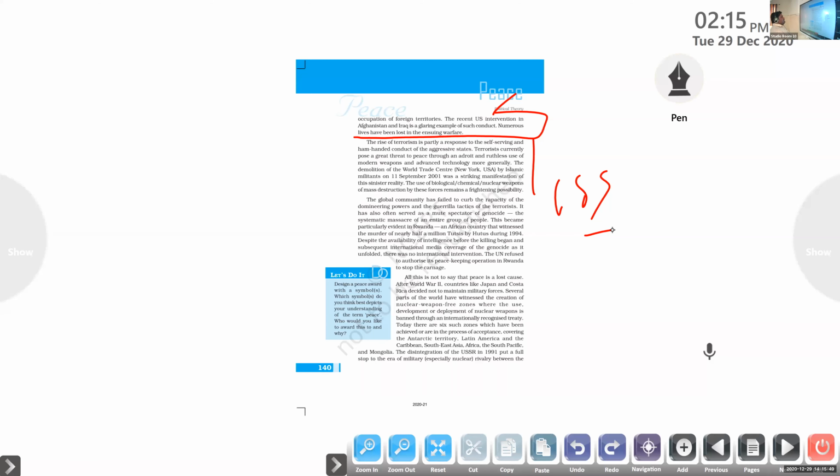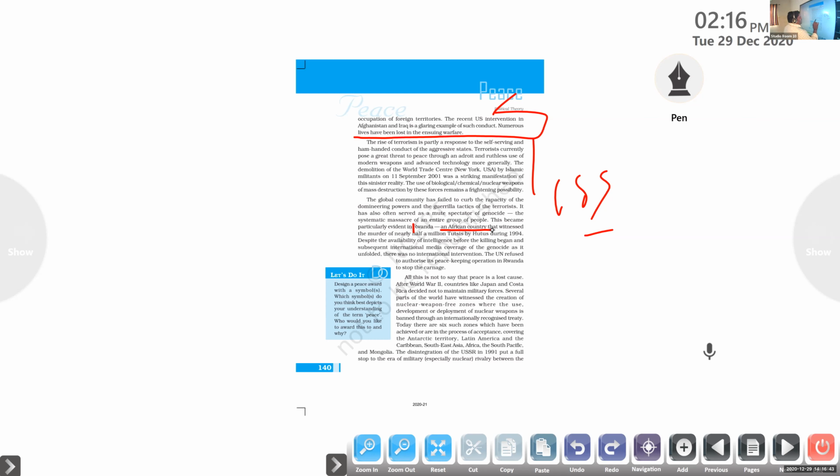Next paragraph. The global community has failed to curb the rapacity of the domineering powers and the guerrilla tactics of the terrorists. It has also often served as a mute spectator of the genocide, the systematic massacre of an entire group of people. This became particularly evident in Rwanda, the African country. So next case is Rwanda. Today these terrorist groups are able to use different types of weapons, which can create problems for a number of countries. And we are able to find genocide, on the basis of race, where people are killed by governments basically. So Rwanda is an African country where there was a genocide, a fight between two racial groups, or ethnic groups.